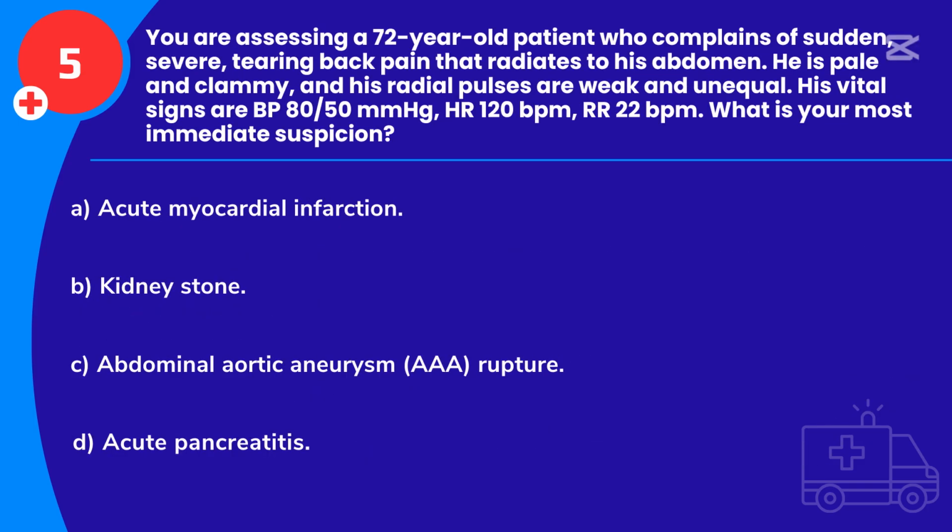Question 5. You are assessing a 72-year-old patient who complains of sudden, severe, tearing back pain that radiates to his abdomen. He is pale and clammy, and his radial pulses are weak and unequal. His vital signs are BP 80/50 mmHg, HR 120 bpm, RR 22 bpm. What is your most immediate suspicion?